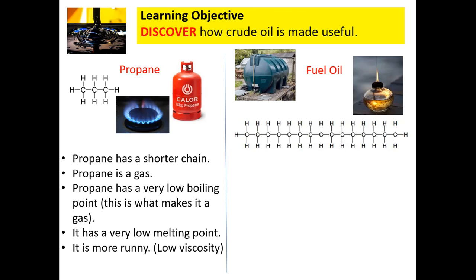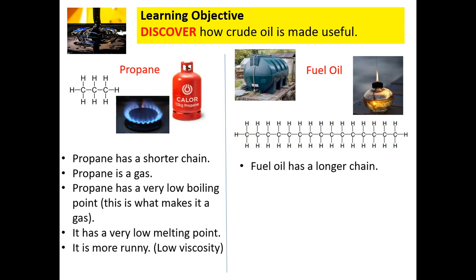Viscosity is a word that you're going to have to be able to use in the correct context. So if something is viscous, it means it's really, really thick and gloopy, like crude oil in the top left-hand corner. If it has low viscosity, it means it's more runny and will flow.